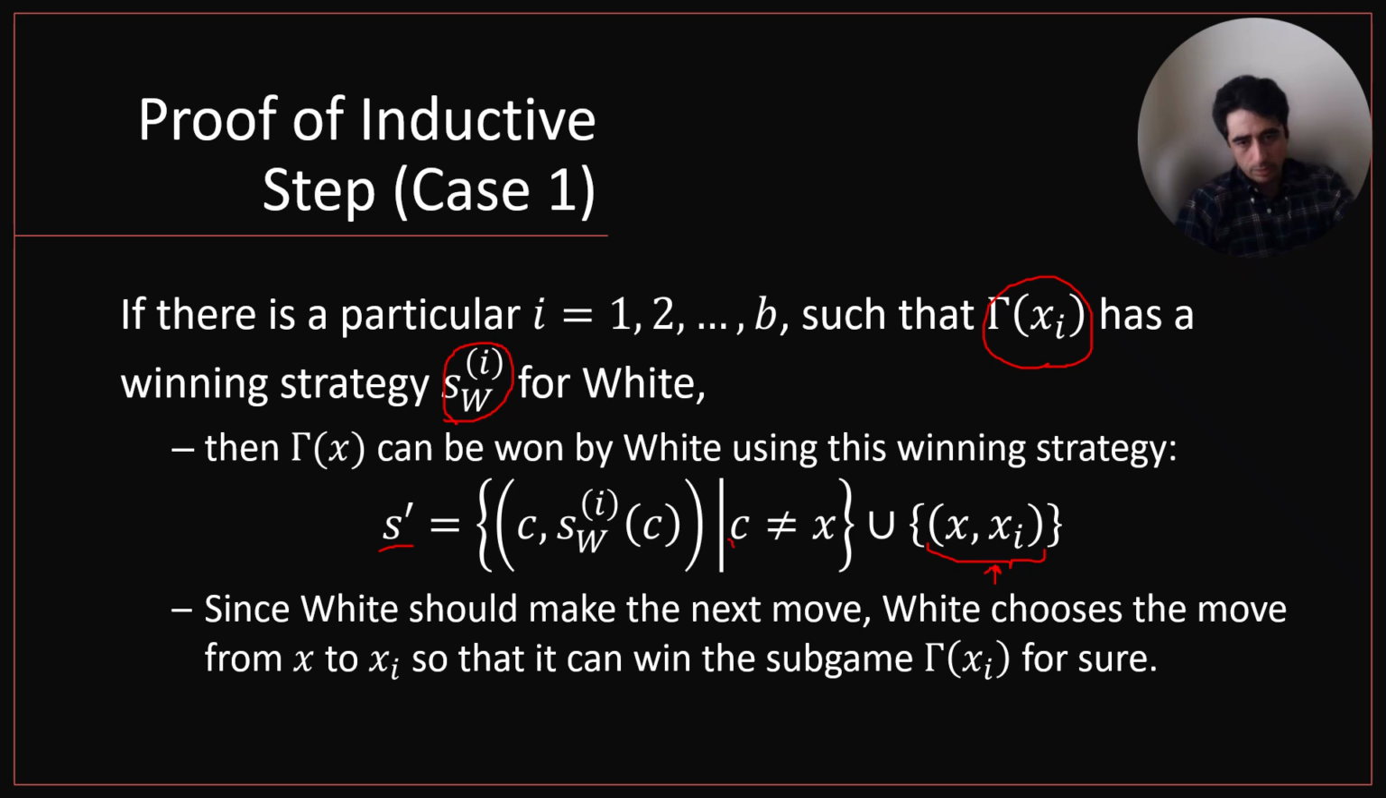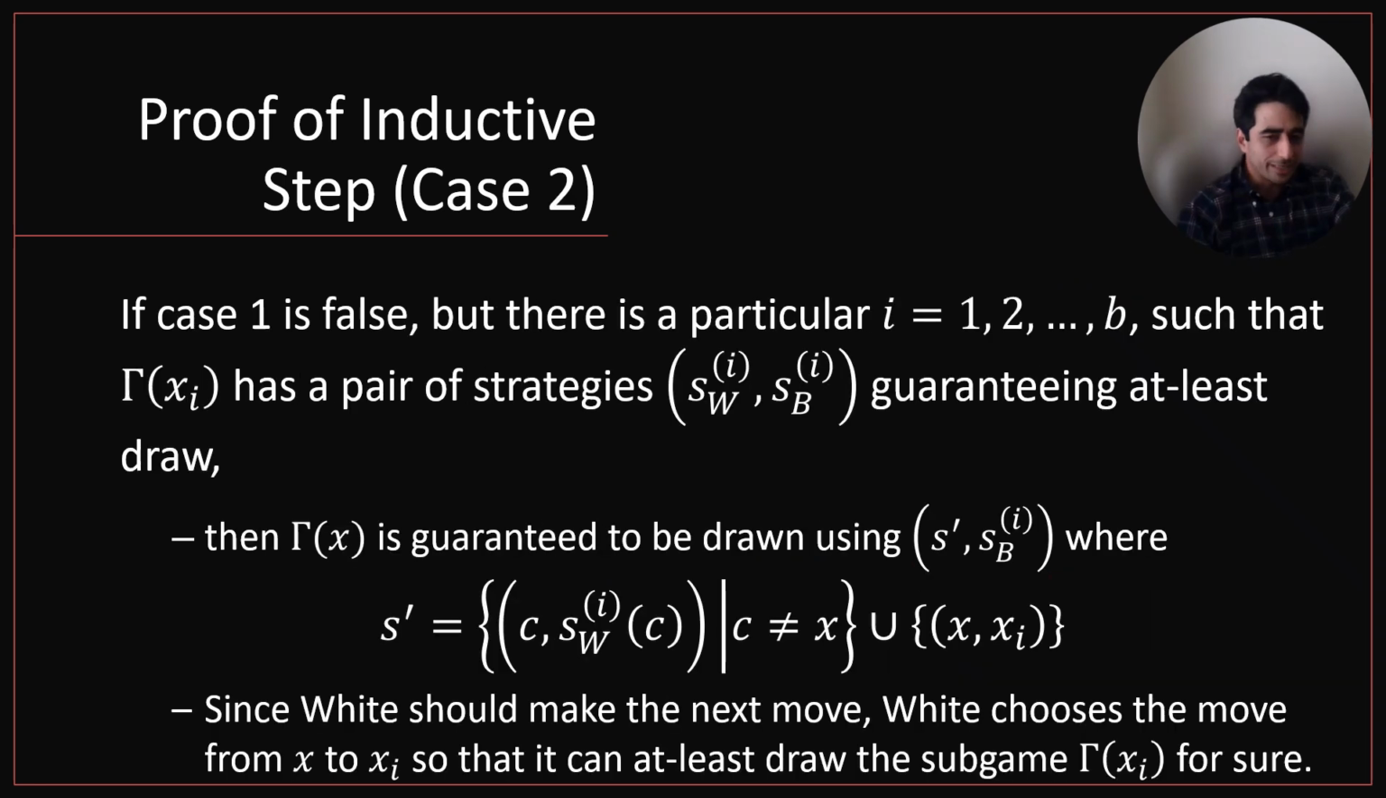If the state is not equal to x, just copy whatever the white winning strategy says for xi, and for the game state x, output xi, go to xi so you can win after that. So that means because white should make the next move, white chooses the good move that guarantees a win for itself. The second case of the proof of the inductive step is very similar to the first case.